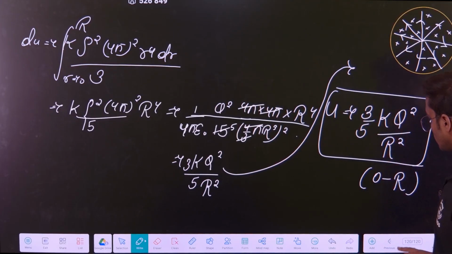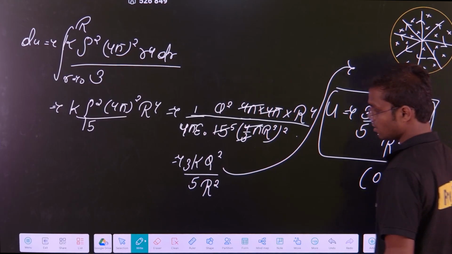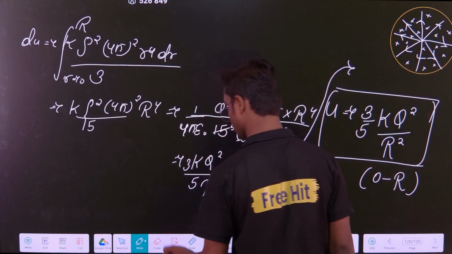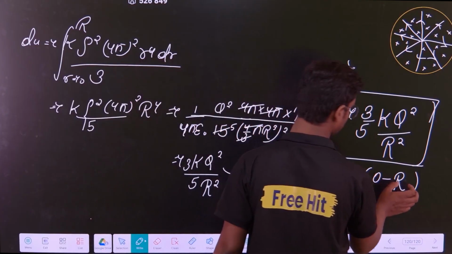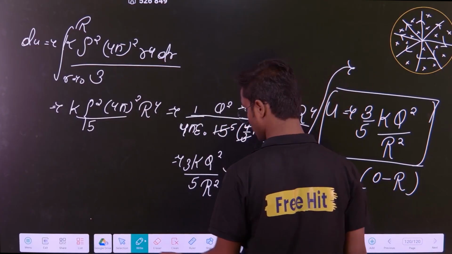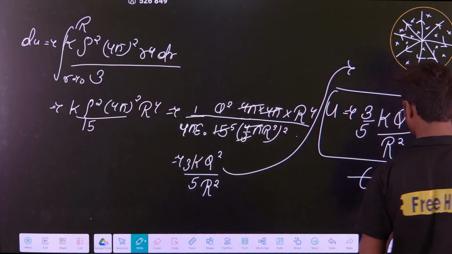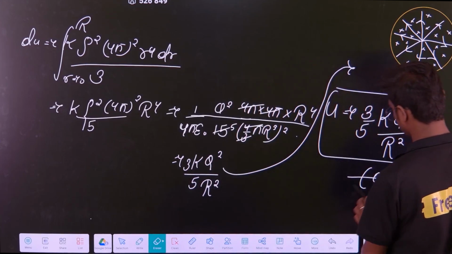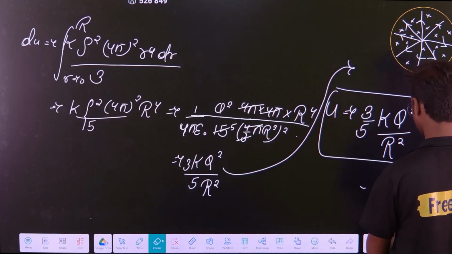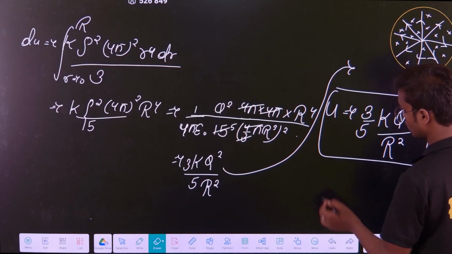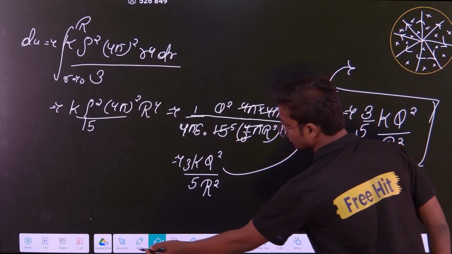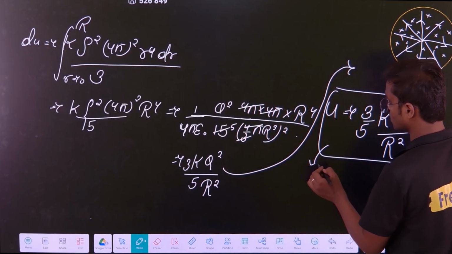If this is the total energy, we have also seen one more thing. This is the energy from 0 to r, or it is better to say the energy is between 0 to r only, but this is the total energy. Okay, this is the total energy. I'm just adding it here. This is my total energy.